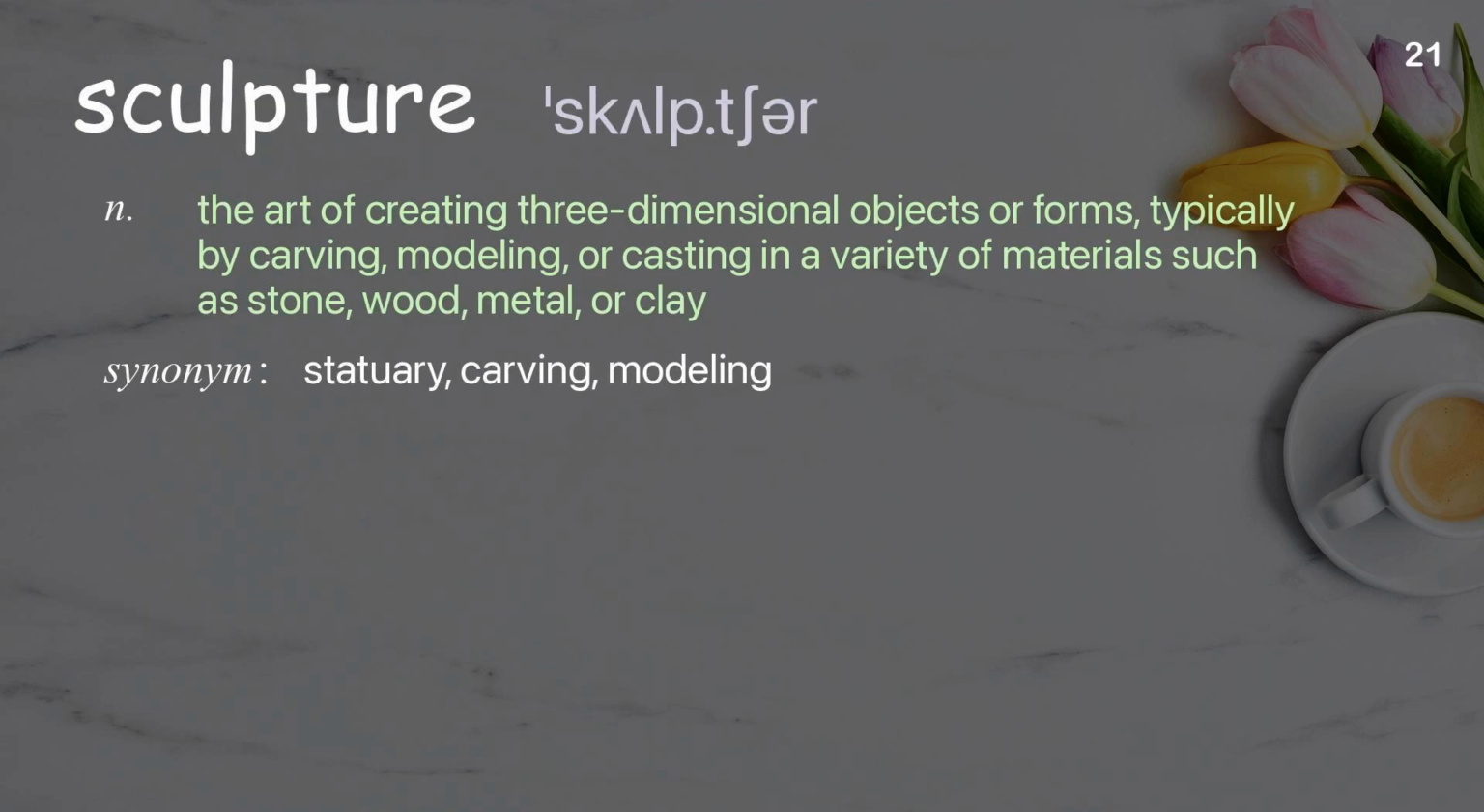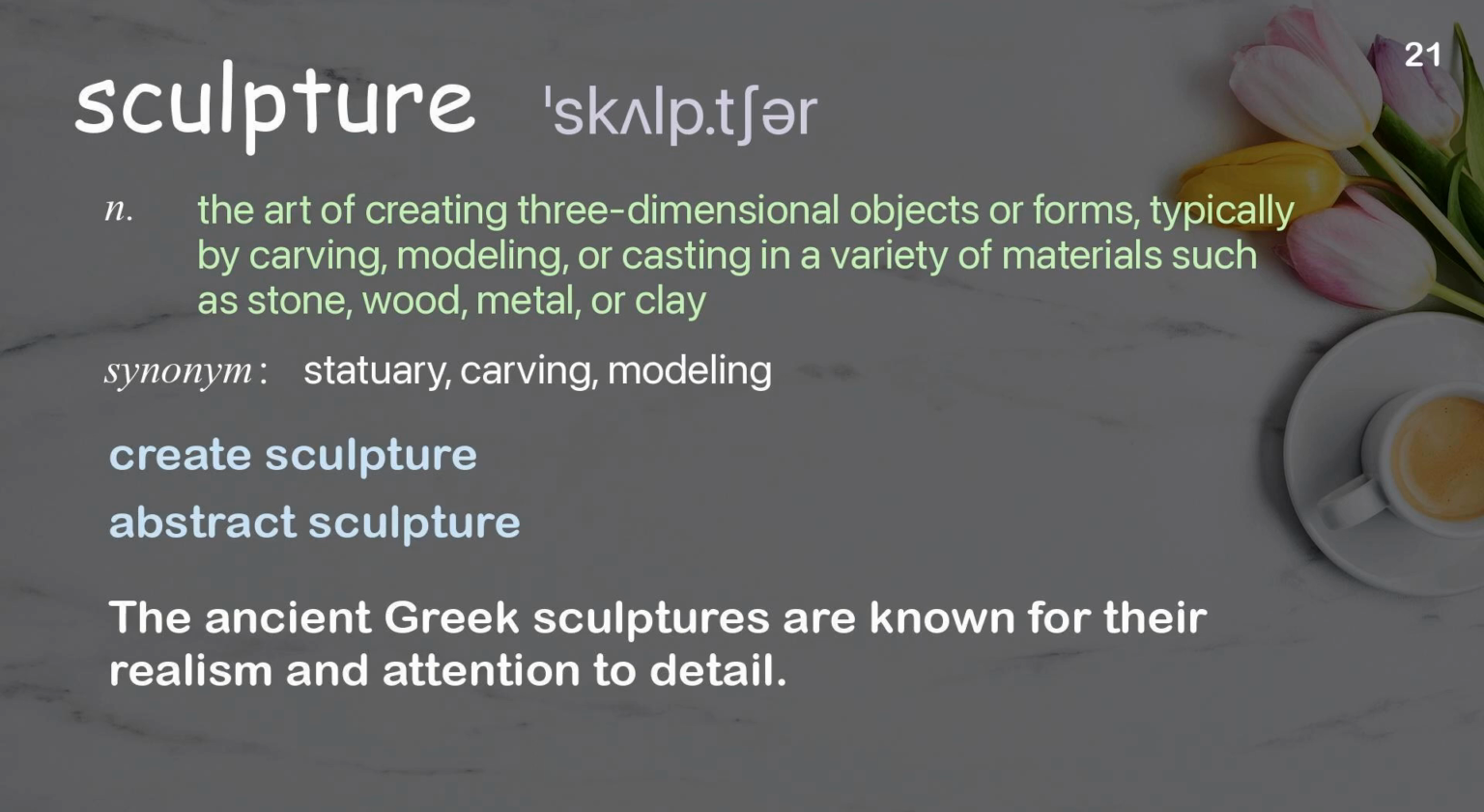Sculpture. The art of creating three-dimensional objects or forms, typically by carving, modeling, or casting in a variety of materials such as stone, wood, metal, or clay. Examples: Create sculpture. Abstract sculpture. The ancient Greek sculptures are known for their realism and attention to detail.